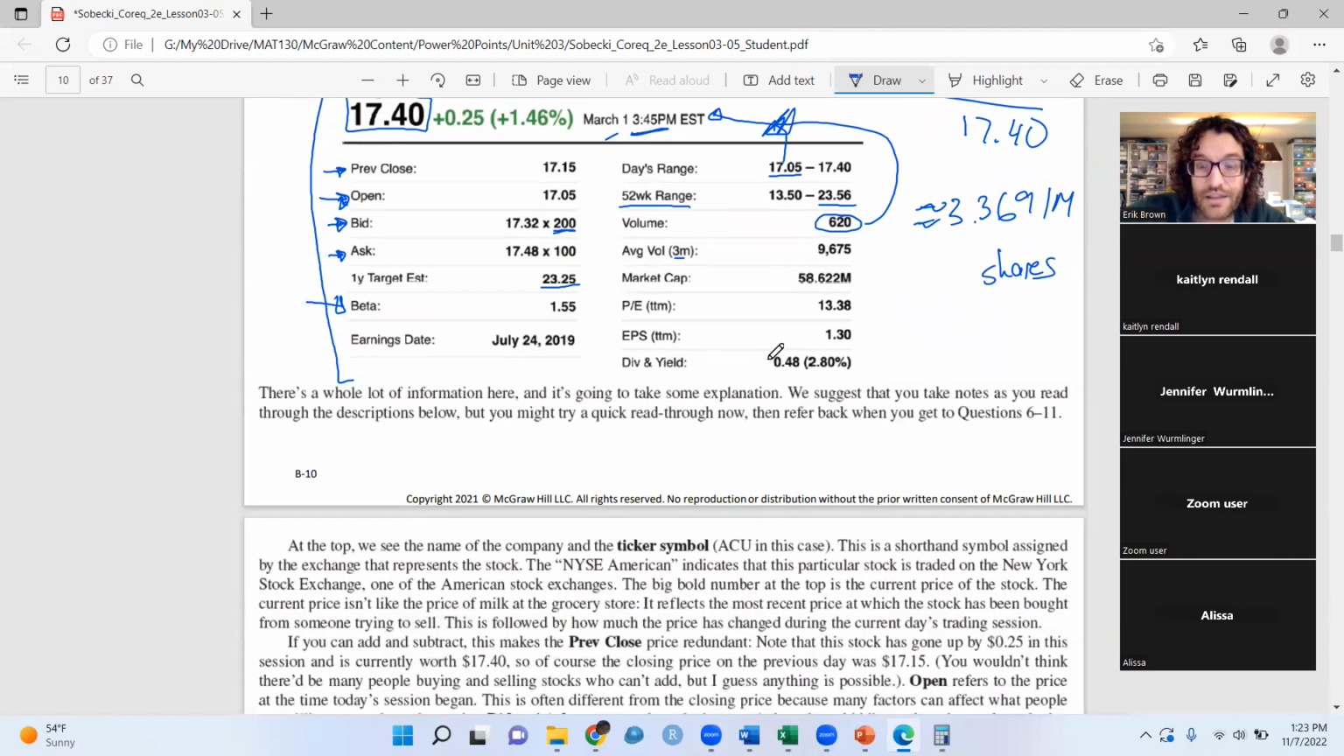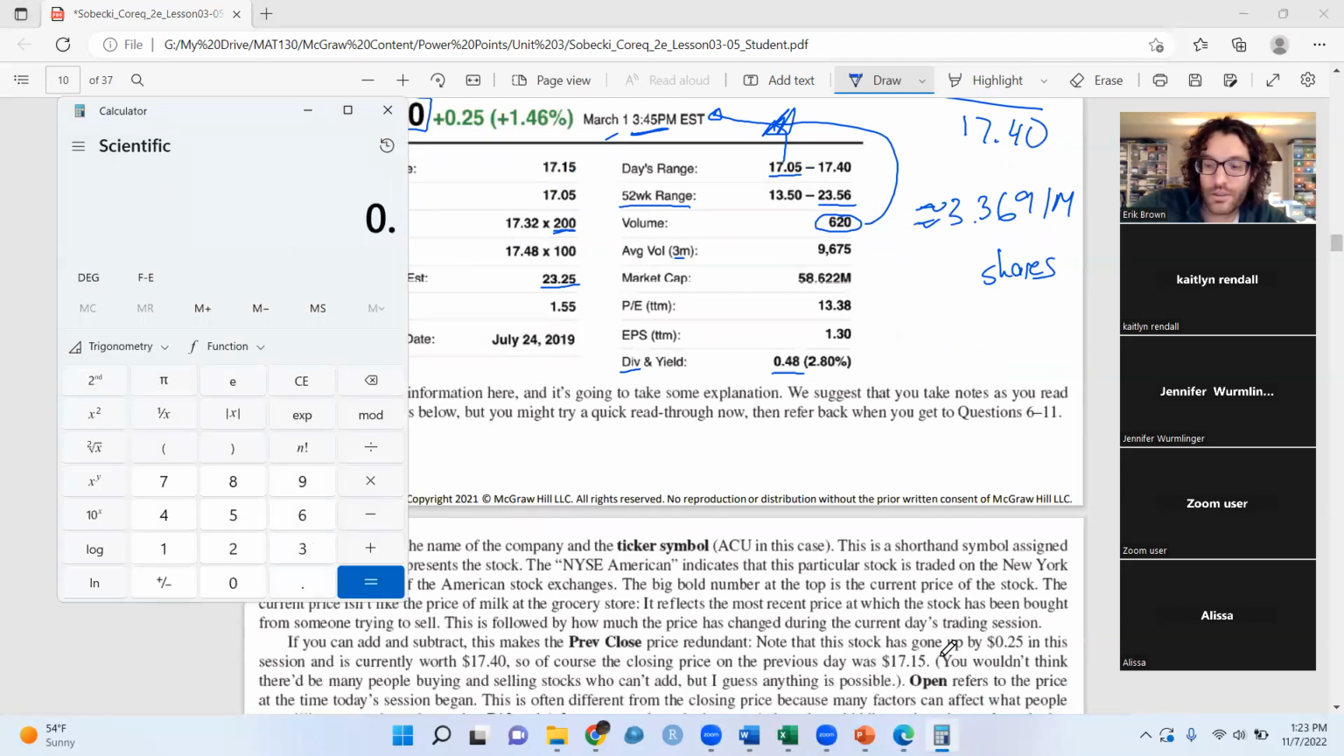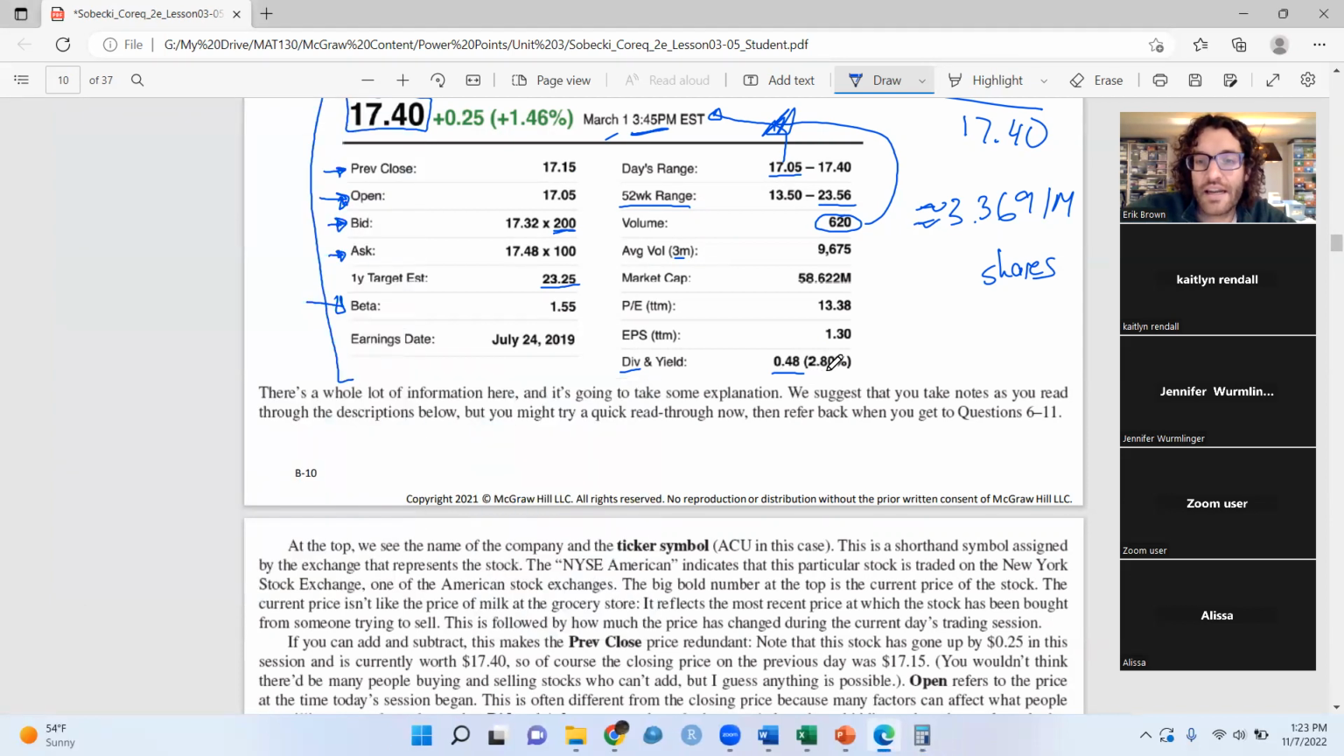for those shares. And then this last one is the dividends. So if you had one share, each quarter you'd get 48 cents, which is 2.8% of 1740. So let's just double check that. Yeah, if I multiplied this by 100, that's roughly 2.8%. So what this is saying is this particular stock pays a dividend of 48 cents per share, which is 2.8% of the current value of the stock.